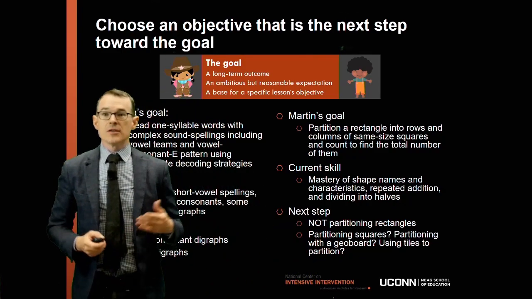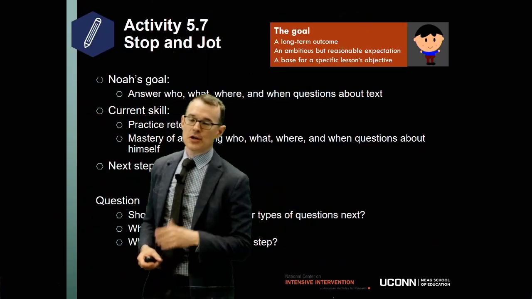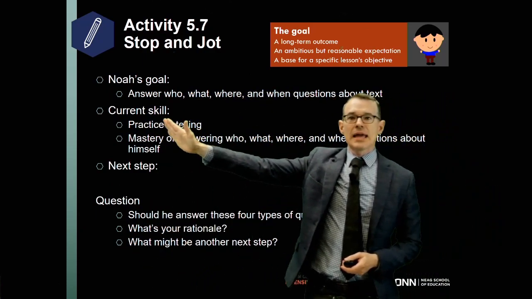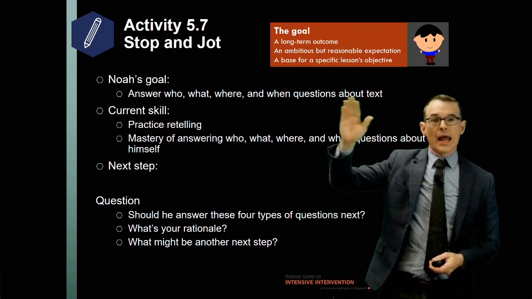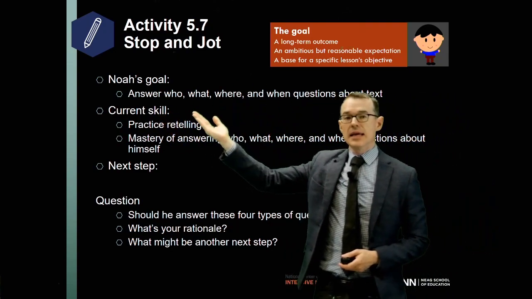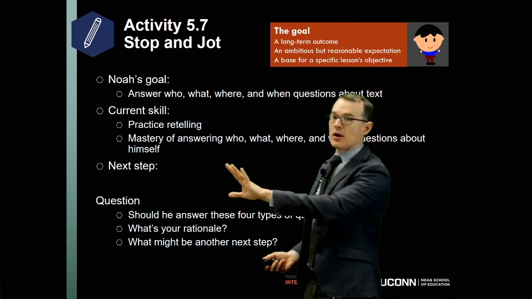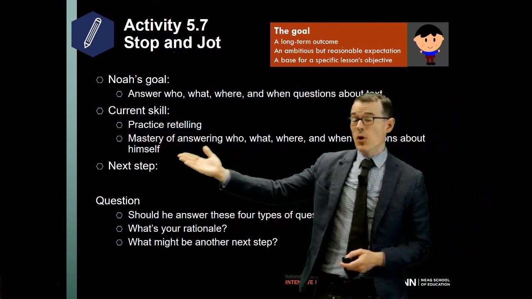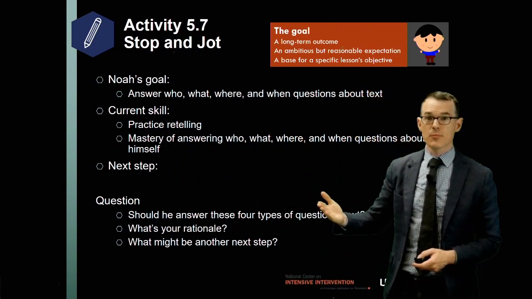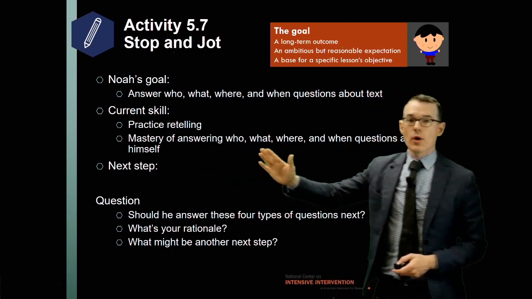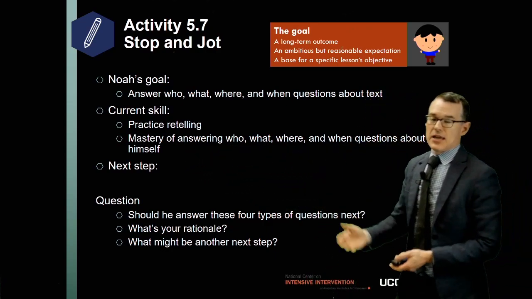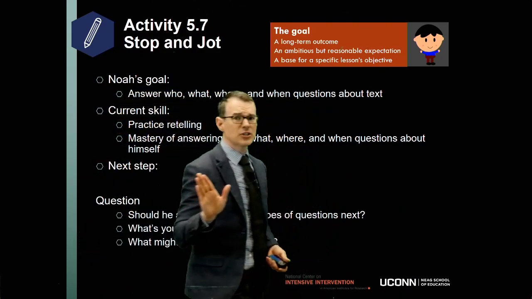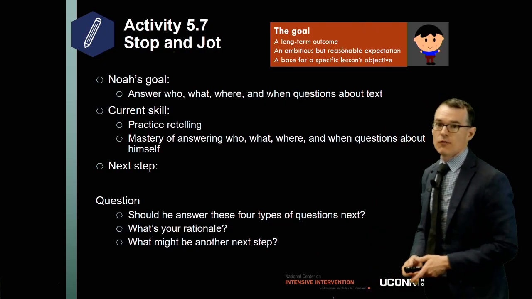So now, as you can imagine, it's going to be your turn to think about this in terms of Noah. His goal is to answer who, what, where, and when questions about text based on his current performance. His current skill is that he's had lots of practice retelling. He may not be perfect with retelling, but it's something he's spent a lot of time practicing. And he can answer who, what, where, and when questions about himself if asked by the teacher in a small group environment, for example. So the question then is, what's the best next step for Noah?